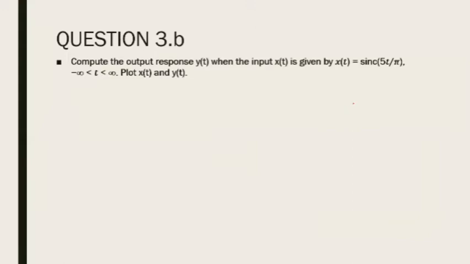First of all, we have to know the value of x(t). That is x(t) equal to sin(5t) over pi. So we have to change this to X(w) in the frequency domain. When we change from the time domain to the frequency domain, we need to do the Fourier transform. This is the first step. The second one is here.